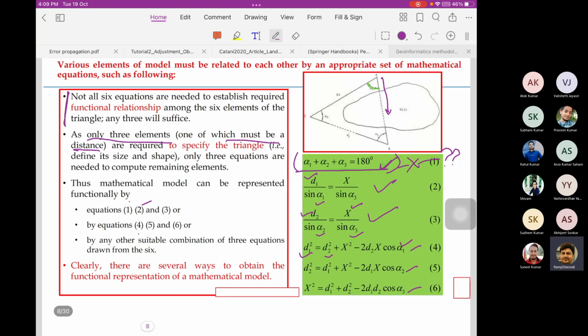This slide is actually presented to give you a hint that whenever you look at a problem, do not miss any of the functional relationships that could hold true for your case. You must ensure that you have written all possible functional relationships. Okay.